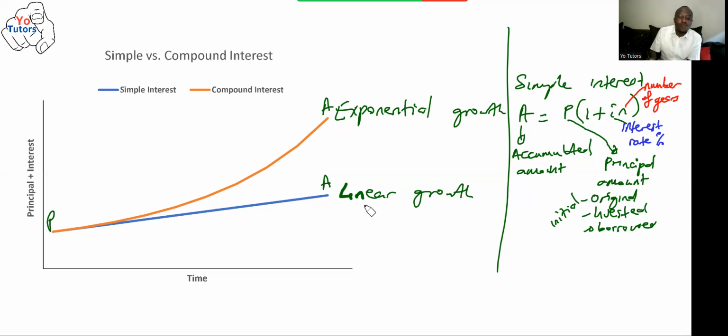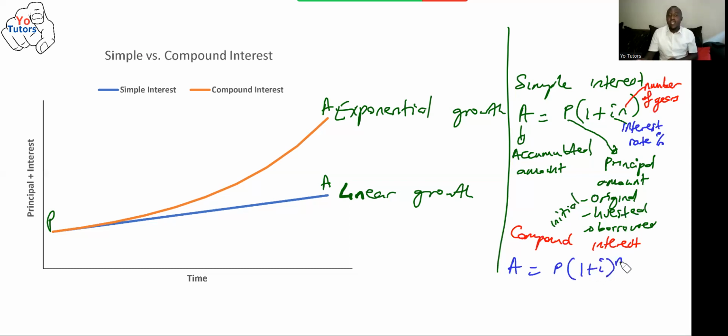Now, what about compound interest? We have A = P(1 + i)^n. Here n is an exponent, but remember, it's still the same thing. A represents your accumulated amount, P is your principal amount, i is your interest rate, and n is the number of years, or we can say the number of compounding periods.